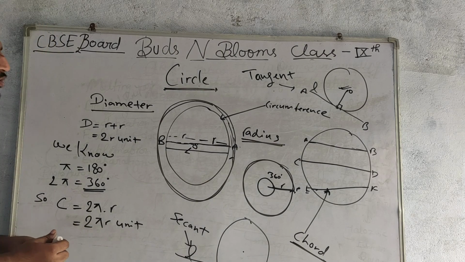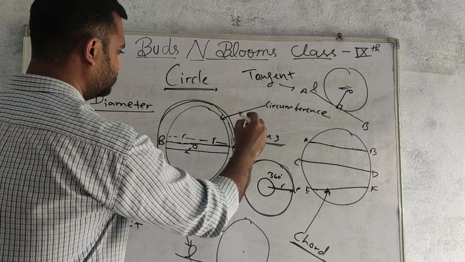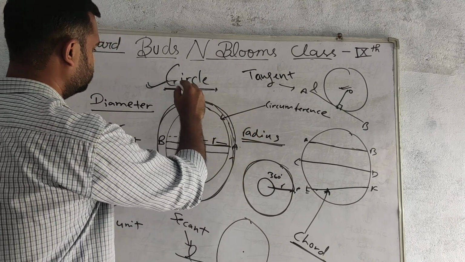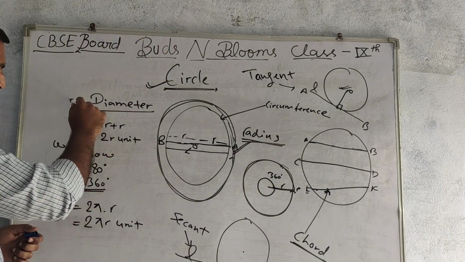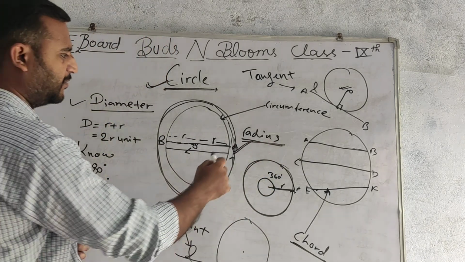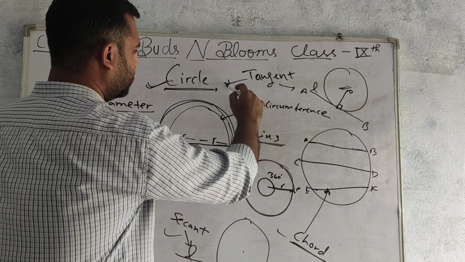So we learned about circle. We learned about the radius of a circle, diameter, the circumference, the chord, the secant, and the tangent.